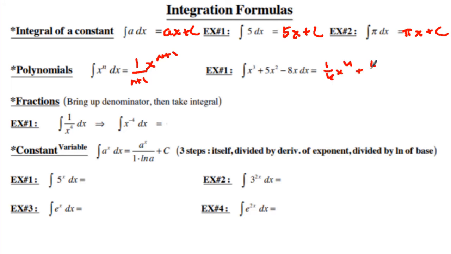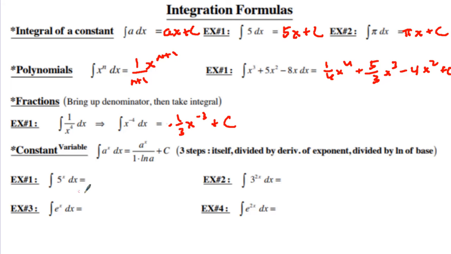That 5 is going to be 5/3 x cubed minus the 8x squared. That square goes on your denominator. That gives you 4. Don't forget your plus c. Okay. If you have fractions, make it into 1 over x to the 4th power, make that x to the negative 4th power, and so that becomes x to the negative 3rd power, negative 1 over that 3 plus c, and that is your value.